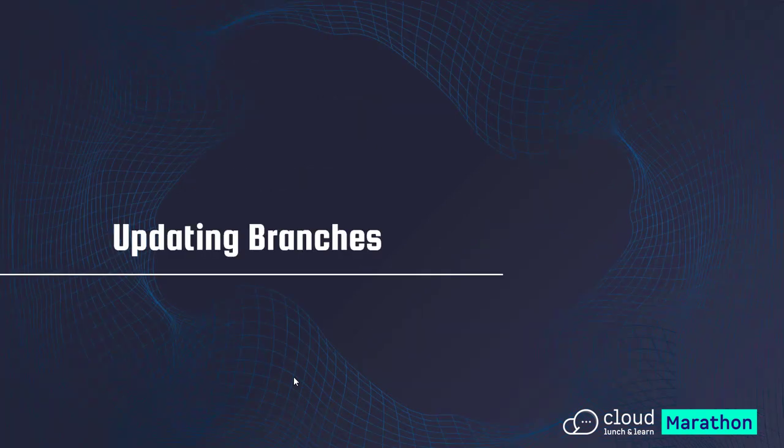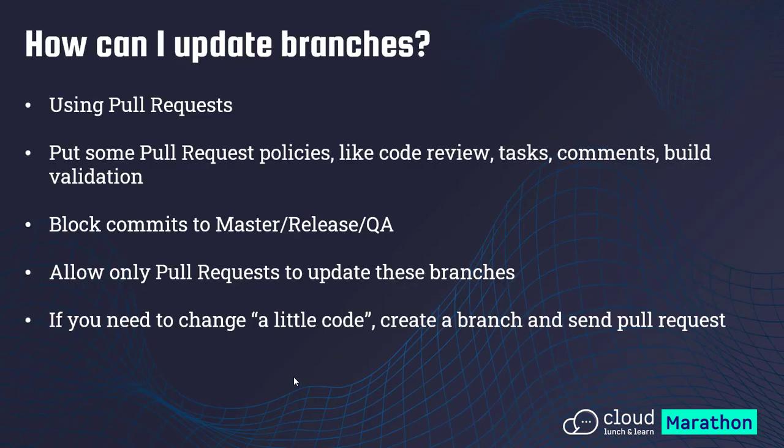And how can I update the branches? I have many branches: the master, release, I have develop. I need to update these branches at the same point of time, I can use pull requests. Pull requests are a way to update one branch using another branch. If I have a develop branch and I need to update the release branch, for example, or master branch, I create a pull request.